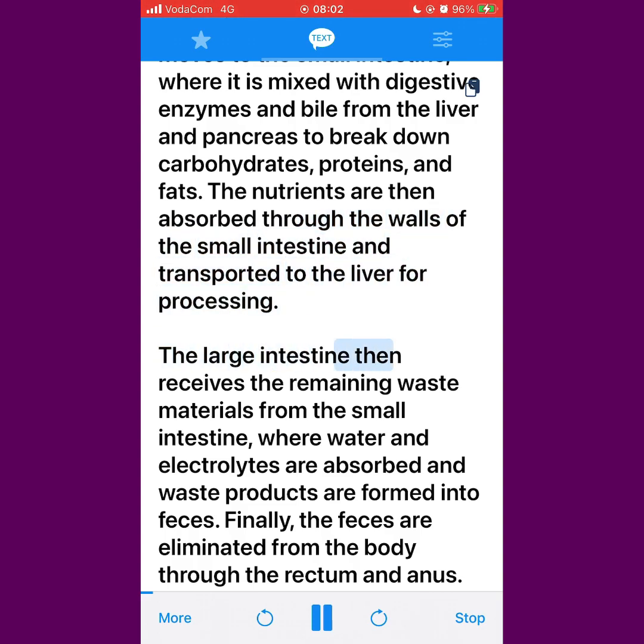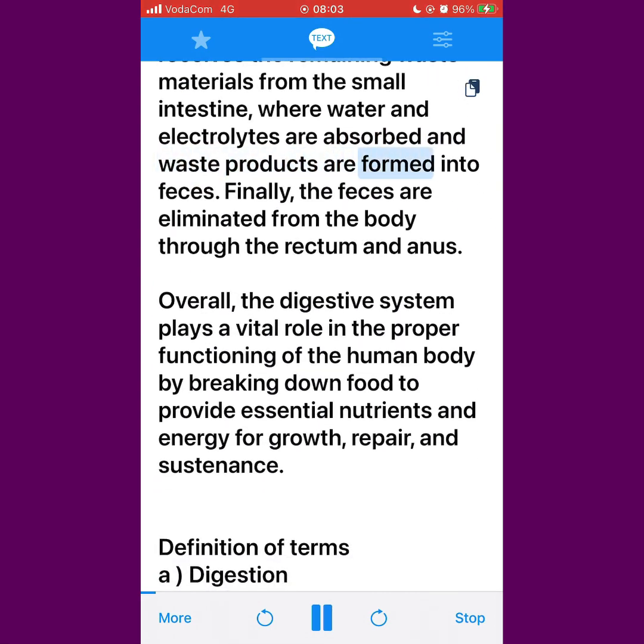The large intestine then receives the remaining waste materials from the small intestine, where water and electrolytes are absorbed and waste products are formed into feces. Finally, the feces are eliminated from the body through the rectum and anus. Overall, the digestive system plays a vital role in the proper functioning of the human body by breaking down food to provide essential nutrients and energy for growth, repair, and sustenance.